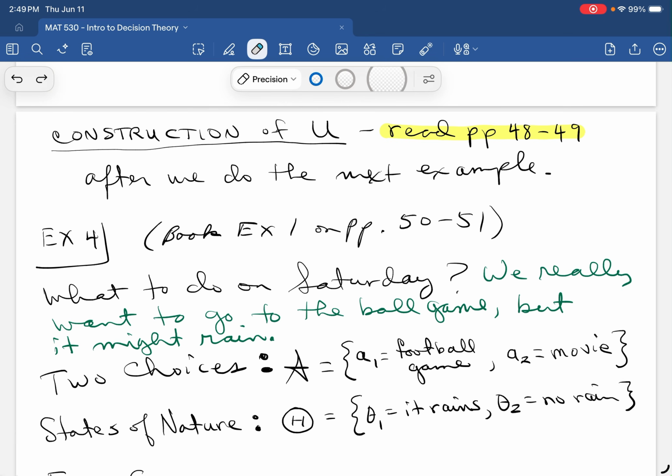And so there's two options. We can either go see a football game or we can go to the movies. And we really would like to go see this football game, but the problem is there's a chance it may rain. So we have two choices. So we can take two actions. Action A1 is that we go to the football game, and A2 is we go to the movies. And then, of course, the unknown here is whether it rains. So theta 1 will be it rains, and theta 2 will be no rain.